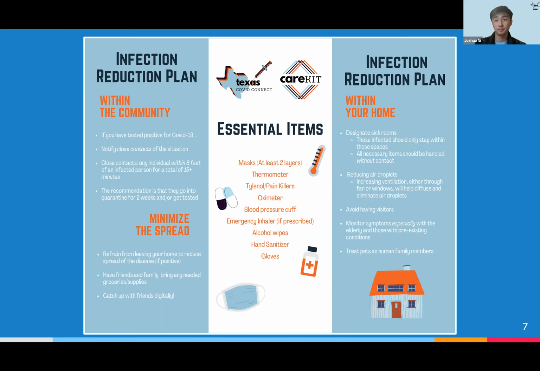To add to that, one of the biggest areas that we wanted to cover was how people can prepare to reduce infection both within their own communities and within their homes. Some of our biggest recommendations include designating sick rooms for those infected, reducing air droplets by increasing ventilation through either fans and windows, avoiding having visitors, monitoring the symptoms of those part of high-risk populations like the elderly and those with pre-existing conditions, and also treating your pets with equal care. Additionally, to reduce possible infection within your own community, it's essential to notify your close contacts of the situation as soon as possible so they can begin their 2-week quarantine period if necessary.